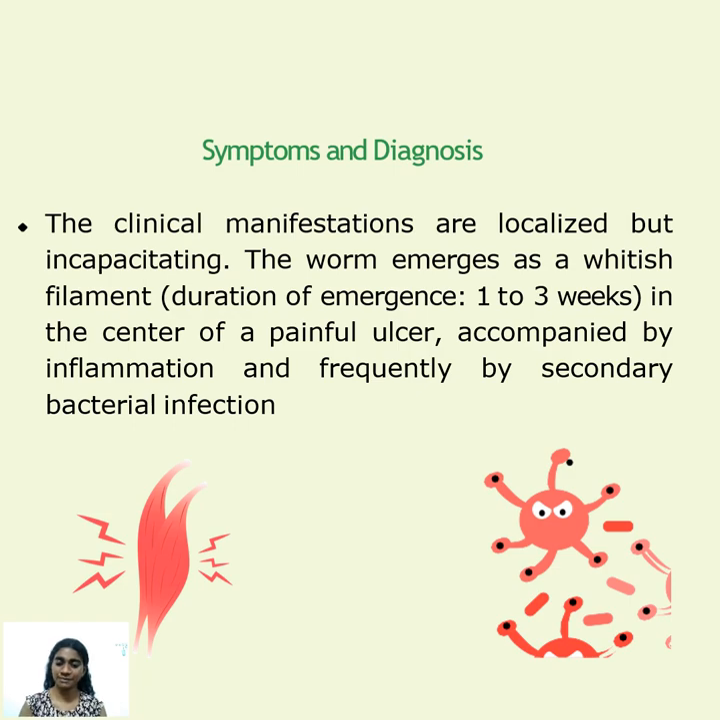Now moving on to the symptoms and diagnosis. The clinical manifestations are localized but incapacitating. The worm emerges as a whitish filament. Duration of emergence is usually from 1 to 3 weeks. At the center is a painful ulcer accompanied by inflammation and frequently by secondary bacterial infection. I've provided a cute little diagram over there just for easy understanding.